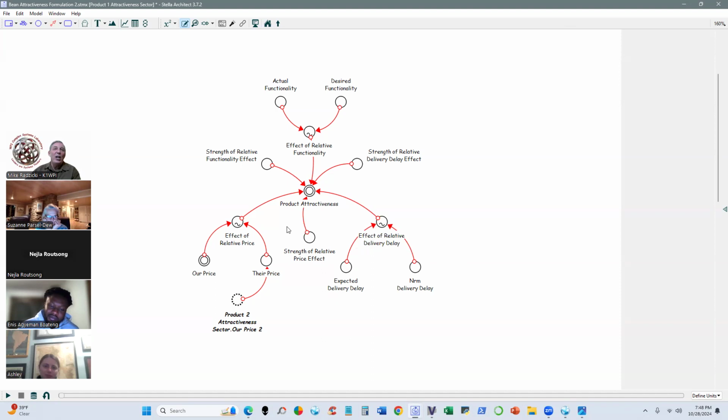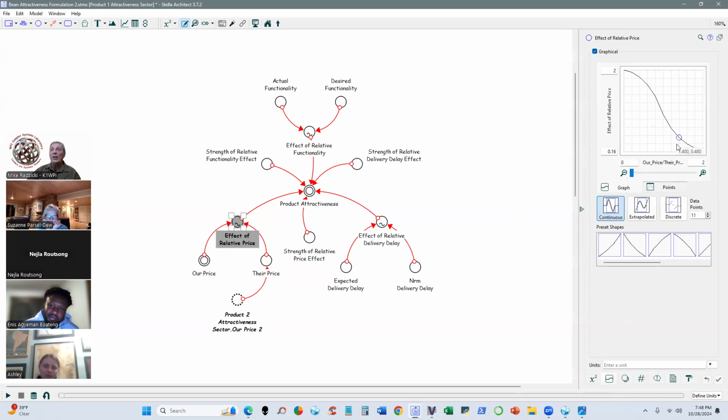But here's the key to the Bean formulation. You notice we have table functions here. In this case, it's going from northwest to southeast. So as our price goes above their price, the effect goes down. No good. Right? Delivery delay, same thing. Functionality, opposite. The more functionality, the more attractive. Good thing. Notice the vertical scale has to always be the same.